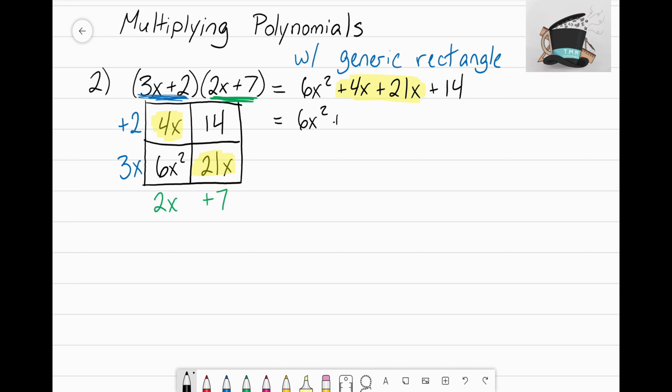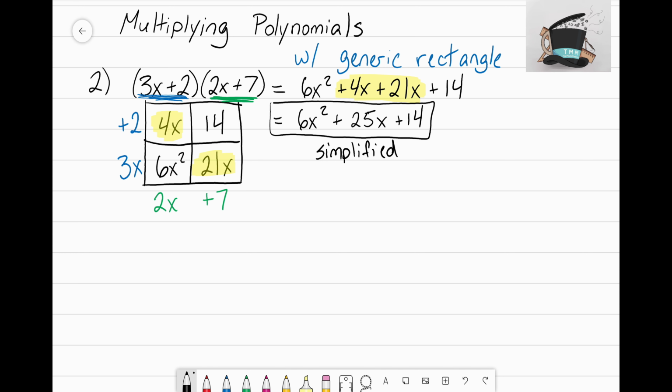So our final step here would be 6x squared, and 4x plus 21x makes plus 25x. Then I bring down my plus 14. So this is our final answer. We call this our simplified answer. This is simplified because I combined all of the like terms that I could see. We don't like to leave it the way it is on the top, even though it's technically correct. In math, we always want to simplify as much as possible.